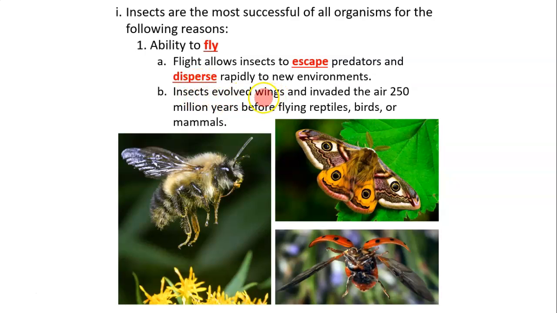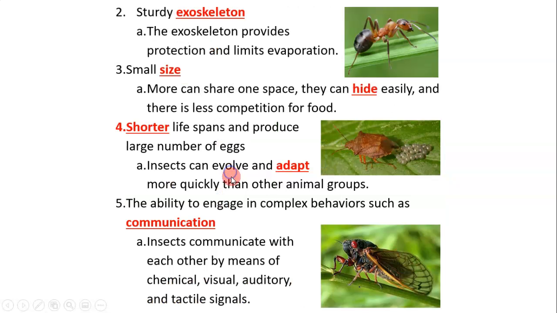They have to deal with what they have. Insects evolved wings way before other animals. So they invaded the air spaces around 250 million years before flying reptiles, birds, or mammals.